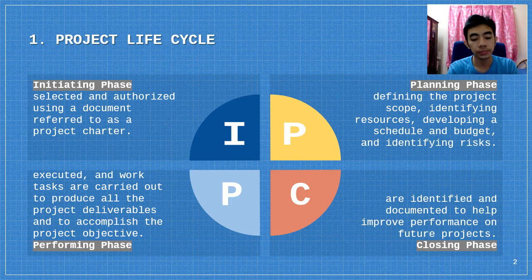Planning phase. The planning phase is the second phase of the project life cycle. It includes defining the project scope, identifying resources, developing a schedule and budget, and identifying risks, all of which make up the baseline plan for doing the project work. Show how the project scope will be accomplished within budget and on schedule. Plan the work and work the plan.